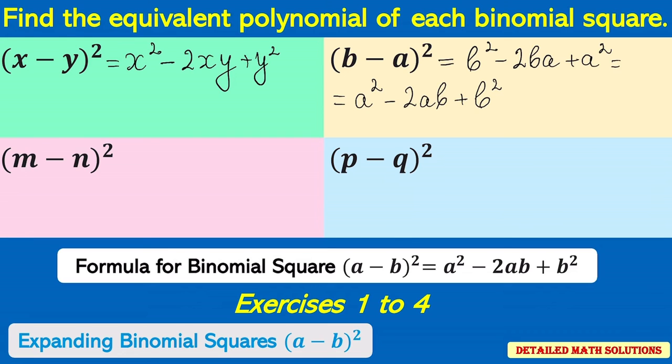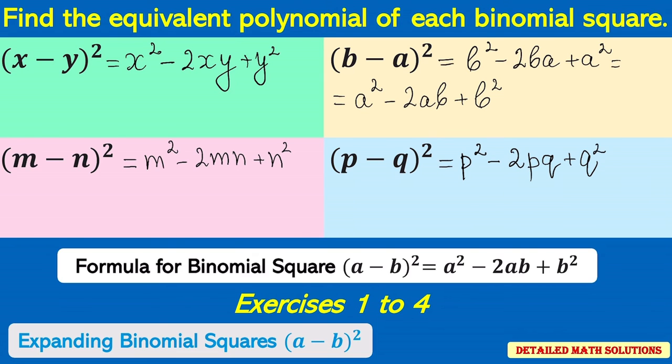In the next binomial, m minus n in parentheses squared, m corresponds to the a in the formula, n corresponds to the b in the formula. Therefore, this equals m squared minus 2mn plus n squared. And respectively, p minus q in parentheses squared equals p squared minus 2pq plus q squared.